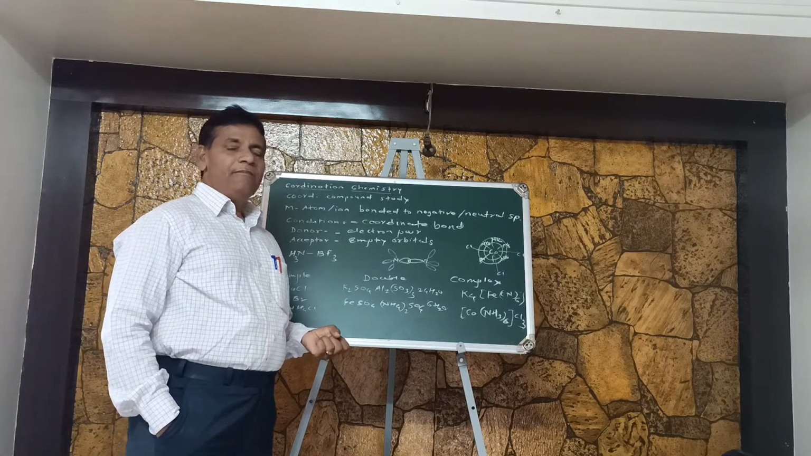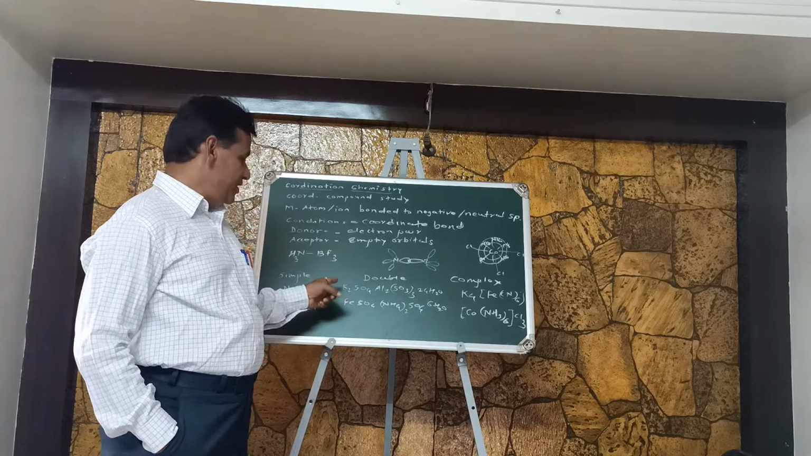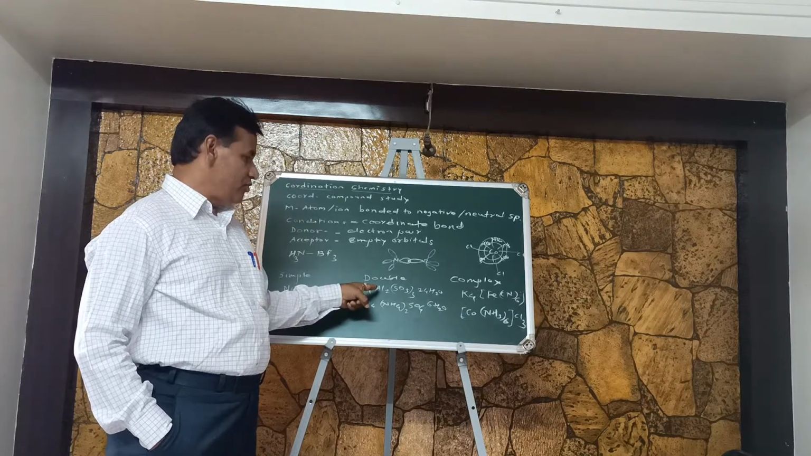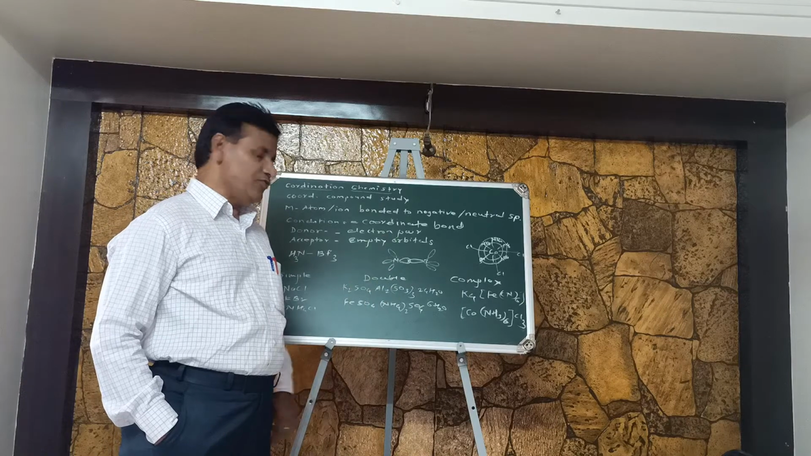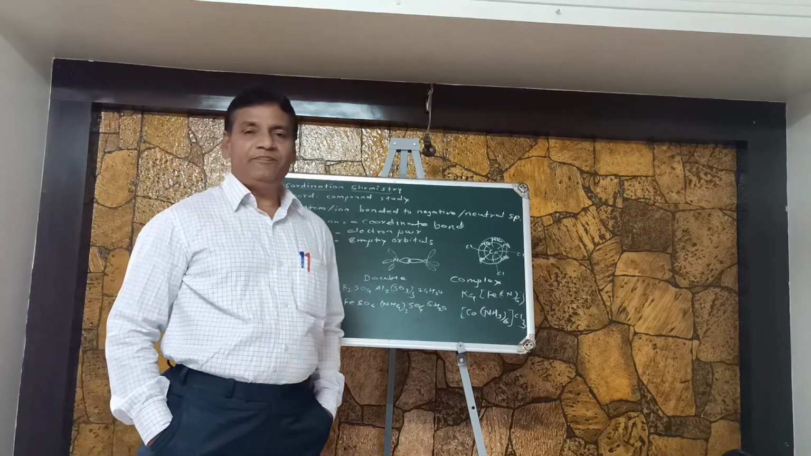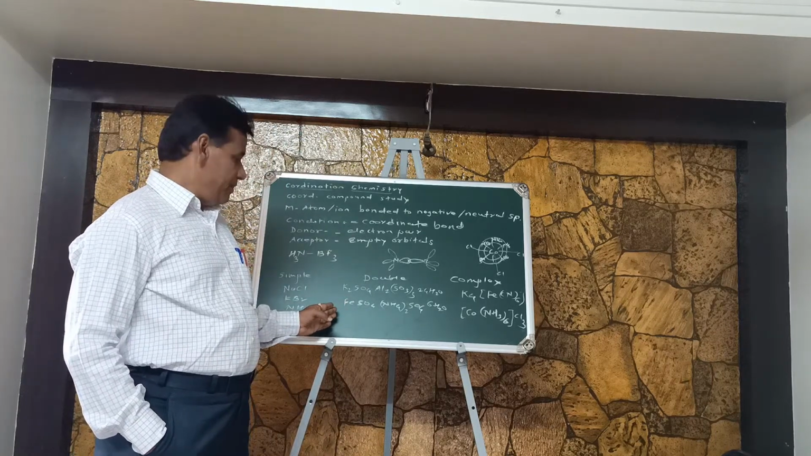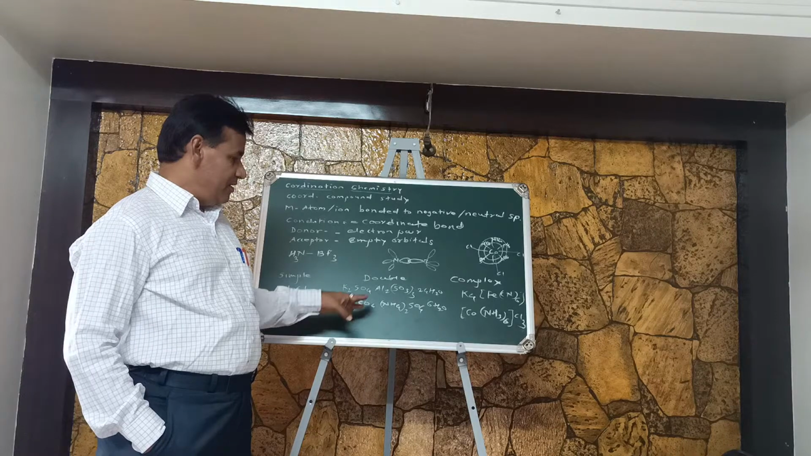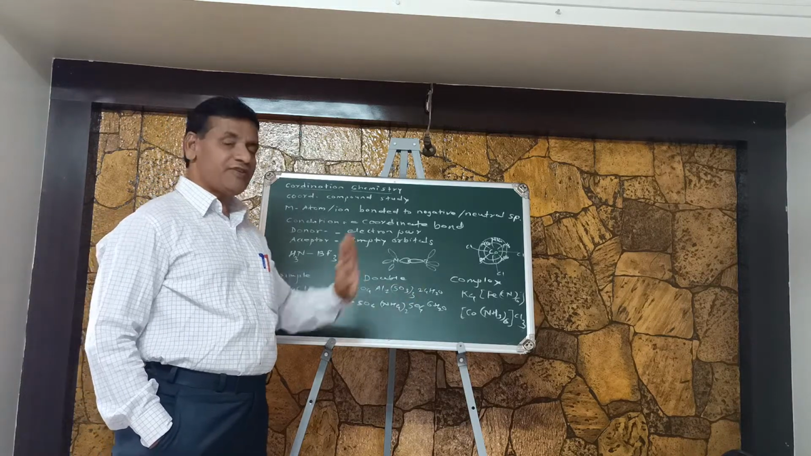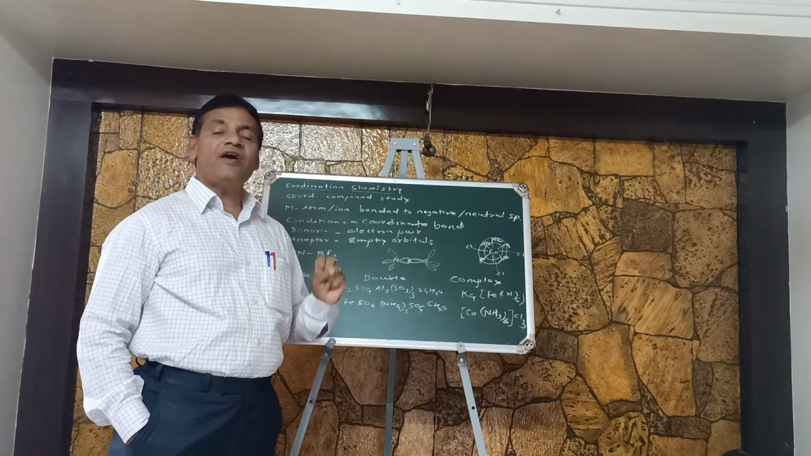If you see the names of these compounds, here K2SO4, Al2(SO4)3, 24H2O. So this is potassium aluminium sulfate. Next compound whose formula is here, FeSO4, (NH4)2SO4, 6H2O. This compound is called ferrous ammonium sulfate.